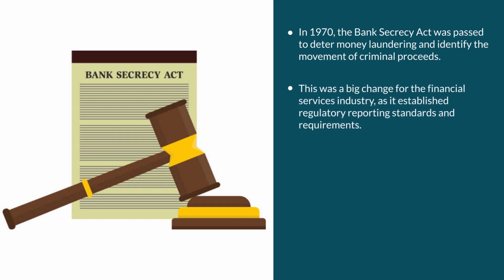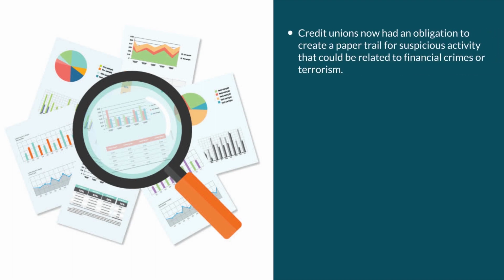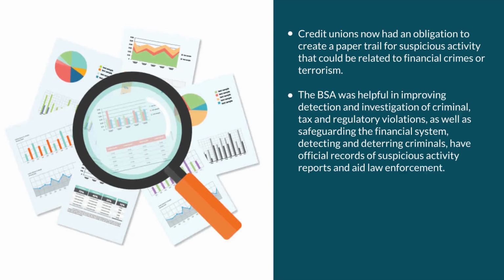This was a big change for the financial services industry, as it established regulatory reporting standards and requirements. Why is this important? Because with the passing of the Bank Secrecy Act, credit unions now had an obligation to create a paper trail for suspicious activity that could be related to financial crimes or terrorism. The BSA was helpful in improving detection and investigation of criminals, tax and regulatory violations, safeguarding the financial system, detecting and deterring criminals, have official records of suspicious activity reports, and aid law enforcement.